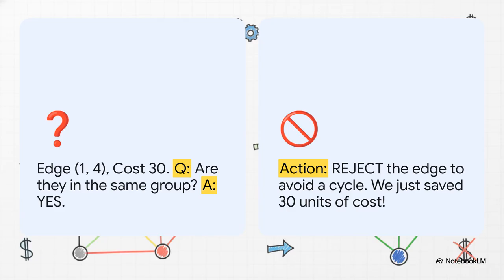And now, the moment of truth. This is the big one. The next cheapest connection is between 1 and 4, with a cost of 30. So we ask our all-important question. Are buildings 1 and 4 already in the same connected group? Let's have a look. And yes, they are. They both belong to that massive group we just formed. So if we were to add this connection, we create that wasteful loop. So for the very first time, our action is to reject. We throw this edge out and move on. And just like that, we saved ourselves 30 bucks, or whatever our cost unit is.